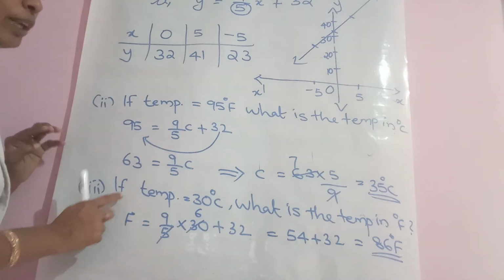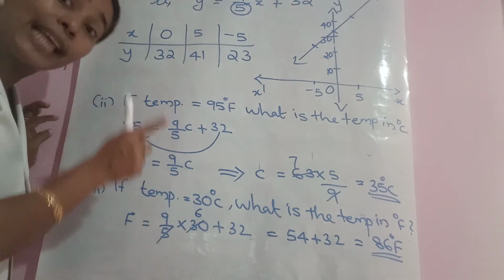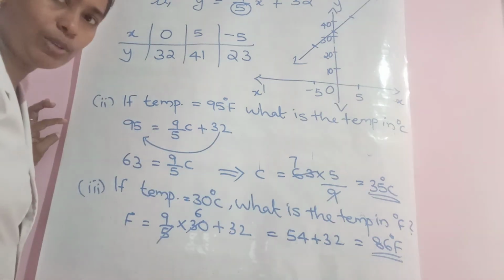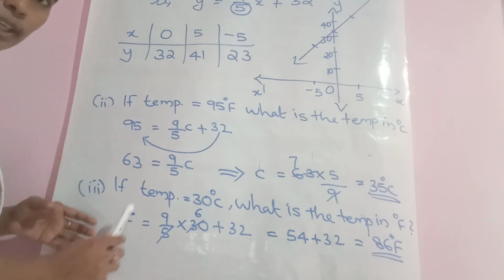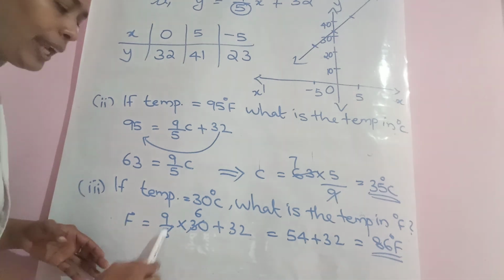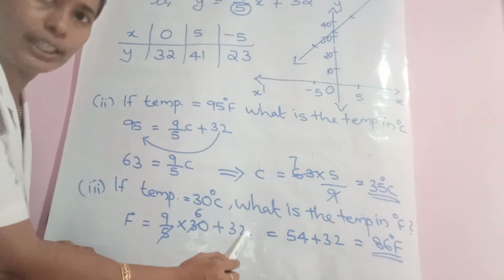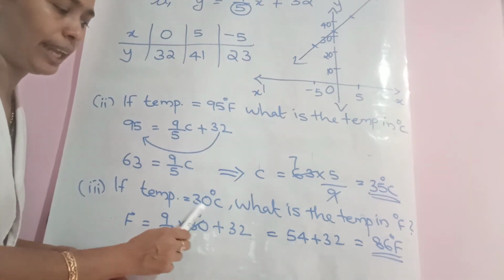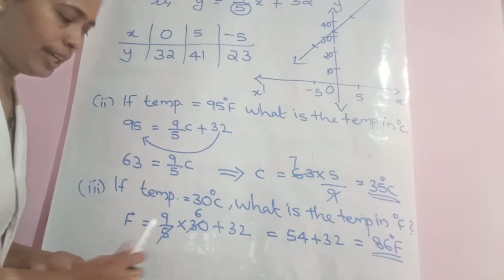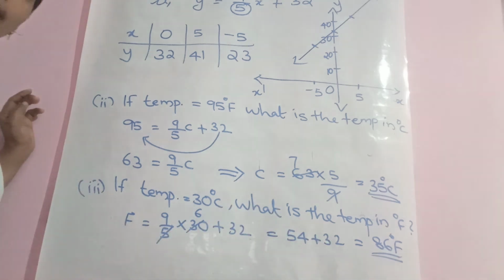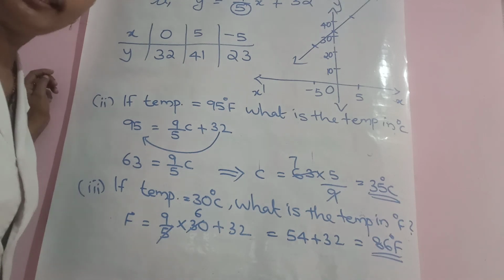Similarly, if the temperature is 30 degrees Celsius, what is the temperature in degree Fahrenheit is our question. So F equal to, F is not given, so keep F equal to 9 by 5 into, instead of C, 30 you can put, plus 32. Where 5 and 30 we can cancel how many times? 6 times. 9 6s are 54 plus 32 is 86 degree Fahrenheit.